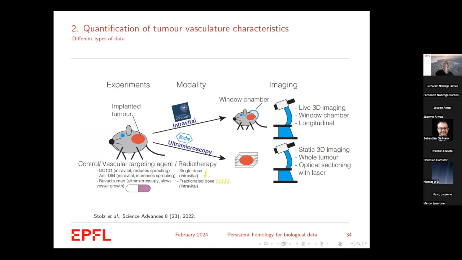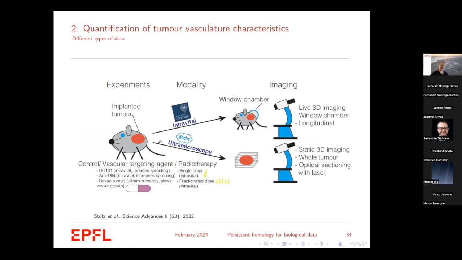We had two different types of data coming from amazing experimental collaborations. The first one was a collaboration within Oxford, where they were able to look at the same tumor in a mouse over several days. So this was intravital microscopy, where you can see really the vascular network growing in a tumor. This was live 3D imaging through a window chamber implanted on the mouse's back. And this gave rise to longitudinal data.